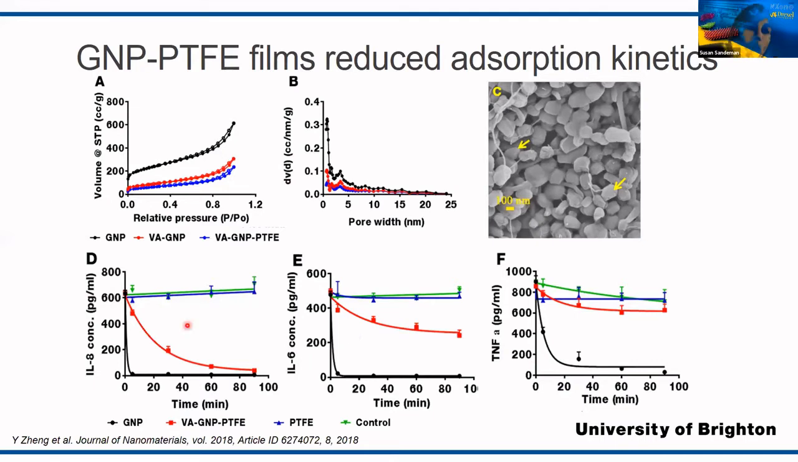However, when it was incorporated into films, we lost the adsorptive capacity. So the kinetics slowed down. We still had adsorption of IL-8 over time and IL-6, but very little of the larger cytokine TNF. So it still is a challenging aspect of incorporation of these two-dimensional materials into some kind of method by which we can present it to the body in a biocompatible and efficacious way, because incorporation into films often blocks the surface area and the pores that we want for adsorption.